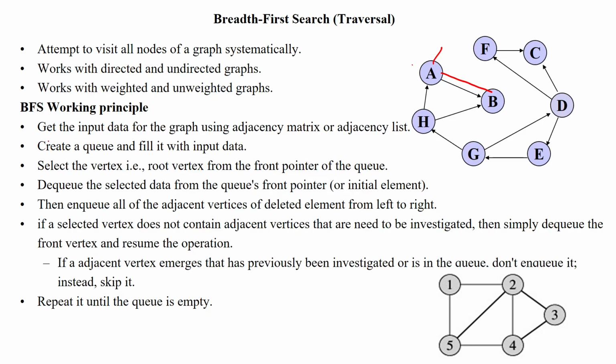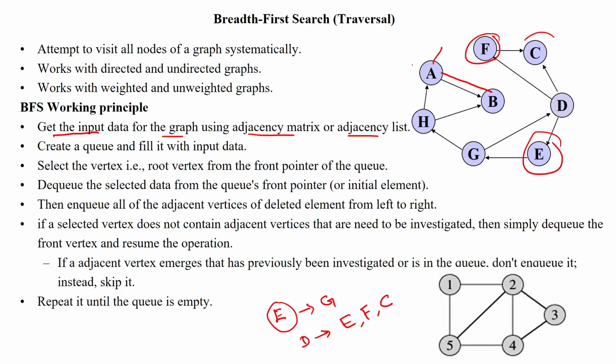So after that we can get the input data for the graph using adjacency matrix or adjacency list. So adjacency list or adjacency matrix will have the adjacent nodes for each and every vertex available in the given graph. For example, for E, adjacent vertex is here only the G. Okay, so like that for D, the adjacent vertices are E, F, and C.